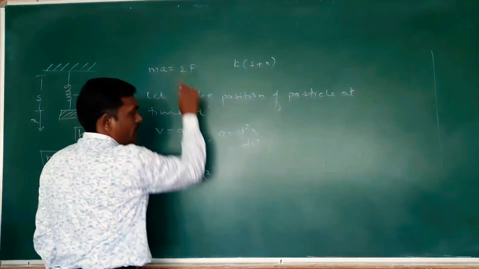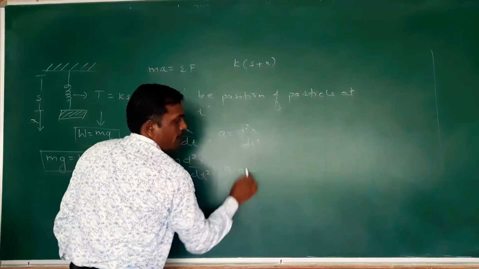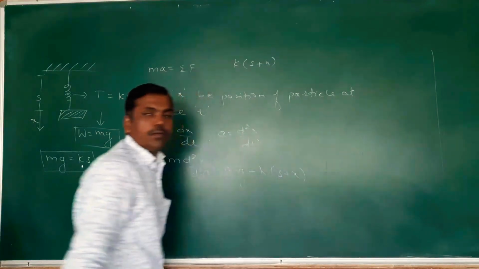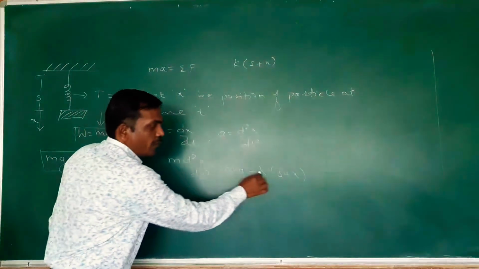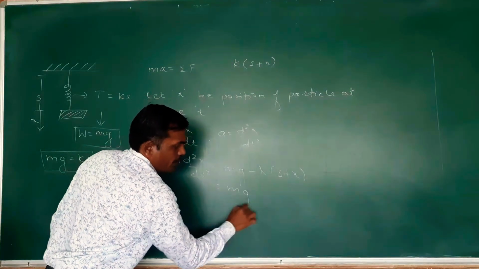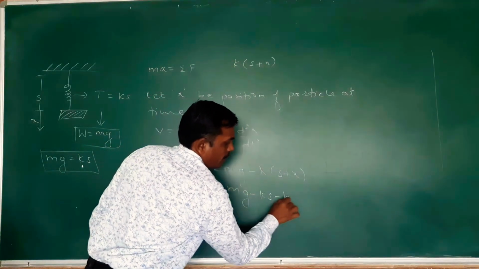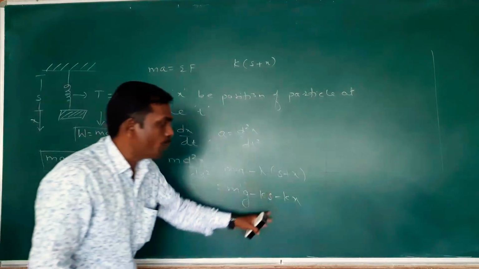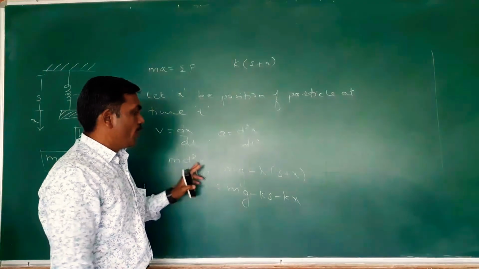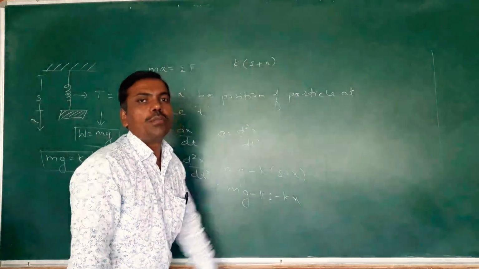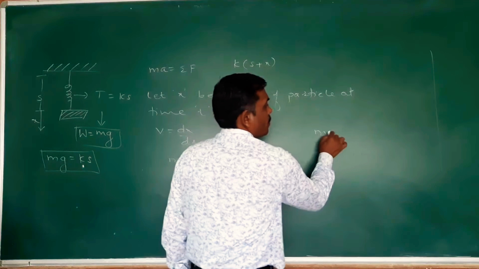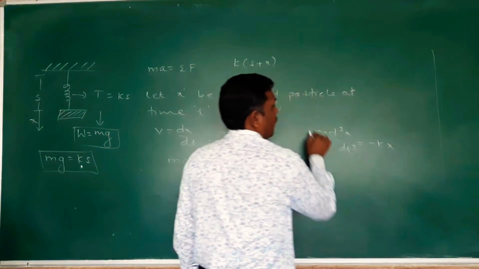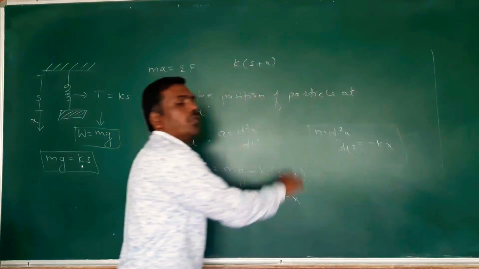So total force is equal to mg minus the opposing force, k into s plus x, right? But mg is equal to ks. If I simplify it, mg minus kx, but mg is equal to ks at equilibrium. So this becomes 0, and I get an equation m d2x by dt square is equal to minus kx. Remember this equation to solve the problem.